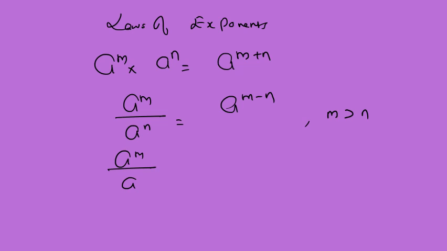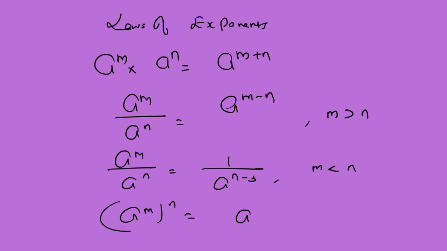Otherwise, a raised to m divided by a raised to n is equal to what? 1 by a raised to n minus m, if m is less than n. Now, a raised to m the whole raised to n is equal to what? Sorry, a raised to mn. Write all this.